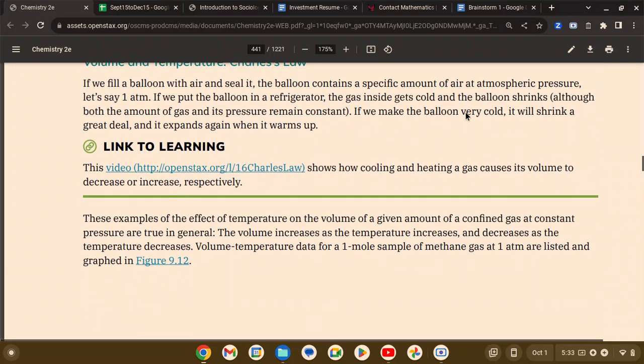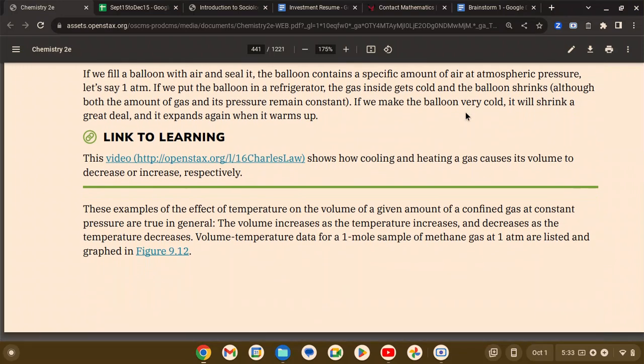Volume and temperature: Charles's law. If we fill a balloon with air and seal it, the balloon contains a specific amount of air at atmospheric pressure, let's say 1 atmosphere. If we put the balloon in a refrigerator, the gas inside gets cold and the balloon shrinks. Although both the amount of gas and its pressure remain constant, if we make the balloon very cold, it will shrink a great deal and it expands again when it warms up.